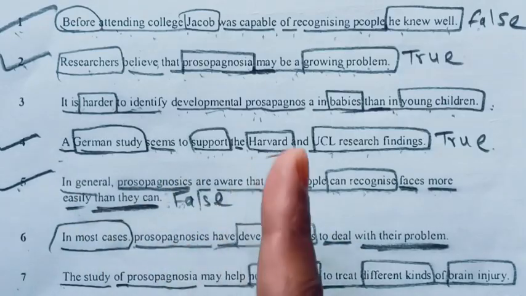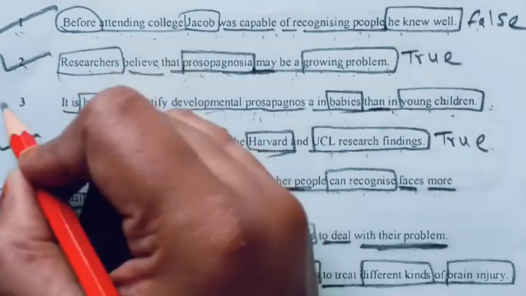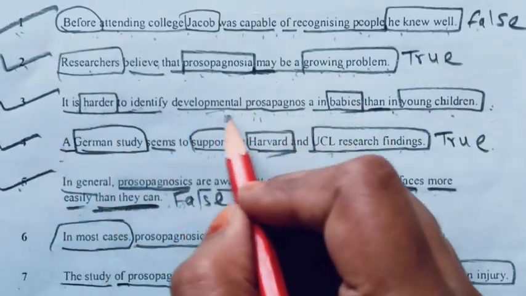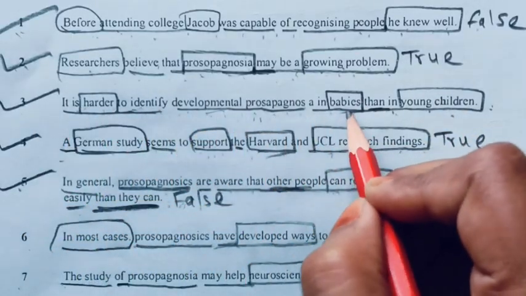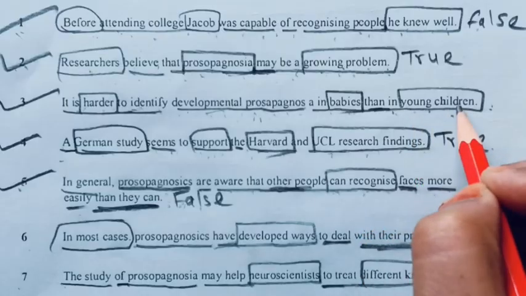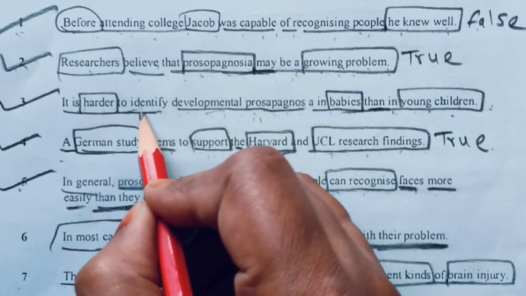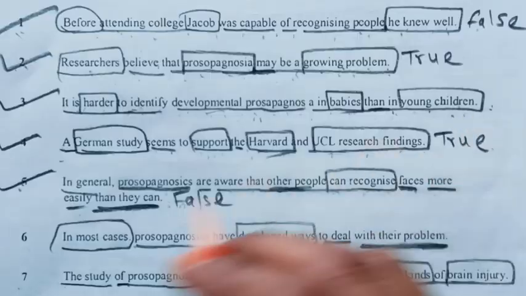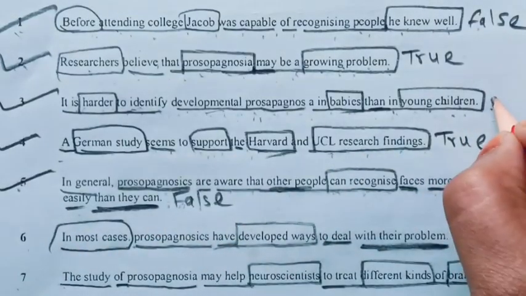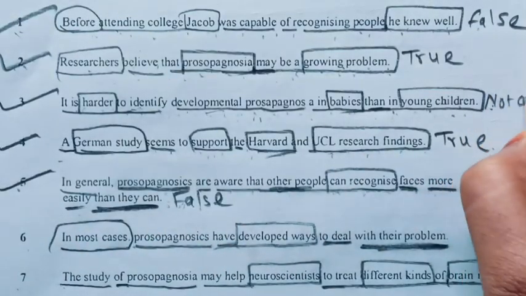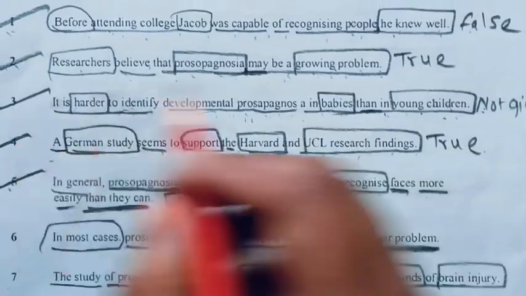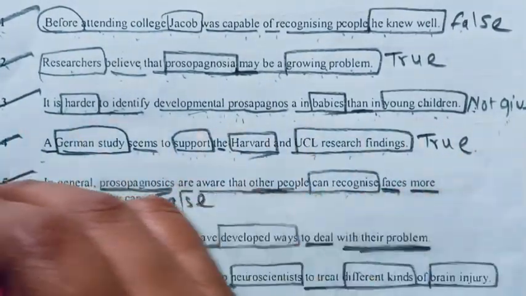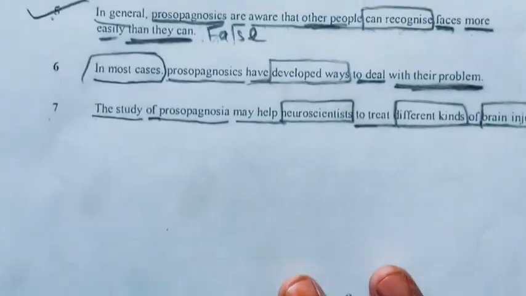Okay, both the statements are contradicting here, and we are not getting anything regarding it is harder to identify developmental prosopagnosia in babies than in young children. So this thing we have not seen anywhere. So we will write not given in front of 3 in our answer sheet. Okay, I hope you have understood this.